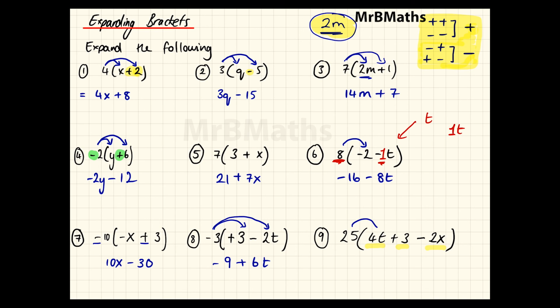So 25 times 4t, 25 times 4 is 100, so that gives us 100t. I then go on to the second term, which is 25 times 3, which gives plus 75. And then I have 25 times minus 2x, which gives minus 50x. And we're done.